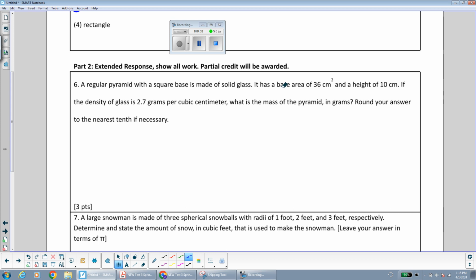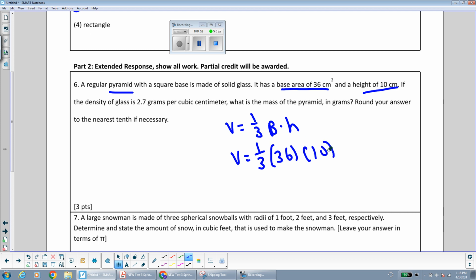Here, we know that the base area is 36 centimeters squared and the height is 10 centimeters. The volume of any pyramid is 1/3 capital B times H. Capital B is the base area, which we already know is 36, and the height is 10. So the units here are all centimeters, so my volume is going to be in centimeters cubed. So let me just multiply these in my calculator. And I got 120 cubic centimeters.